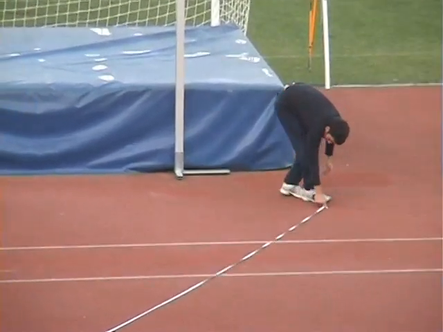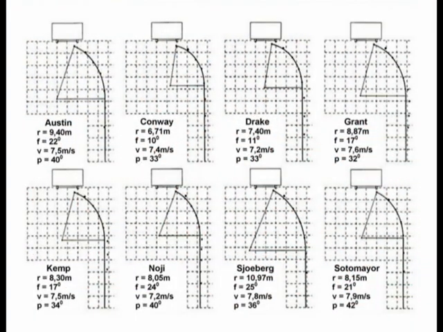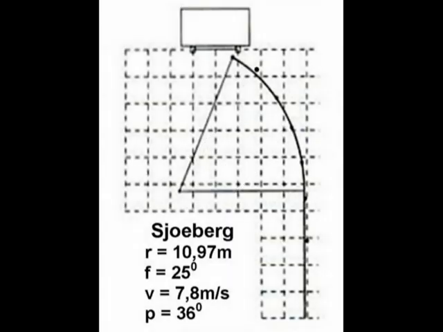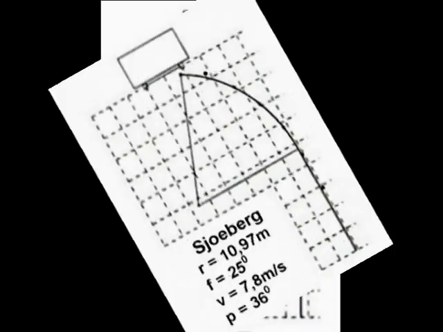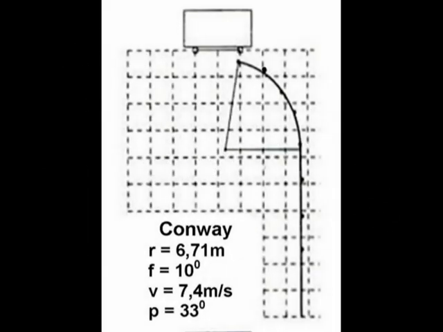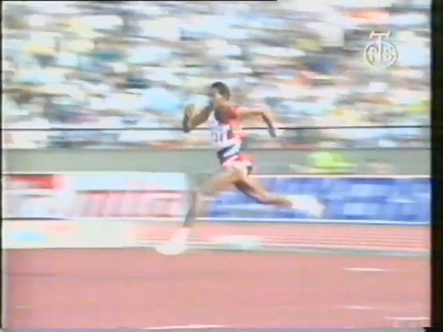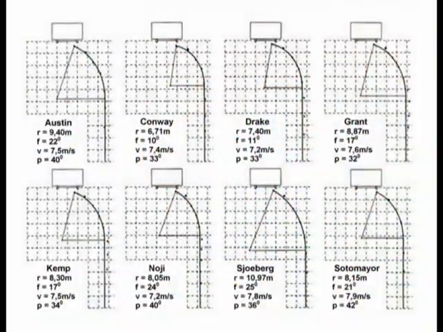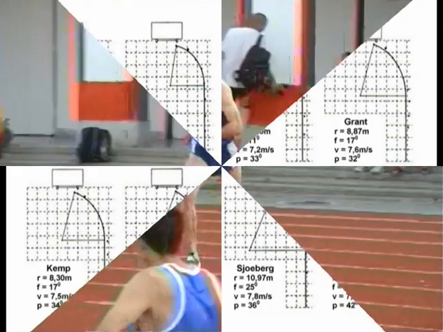As you can see, the following data are shown: the radius, r, the final angle of the jumper's approach, f, the final speed of the approach, v, and the final direction of motion of the center of gravity, p. Patrick Sjoberg's values show the biggest radius and therefore the widest approach. However, Hollis Conway's values show the smallest final angle of the jumper's approach, therefore the smallest radius. On the other hand, Sotomayor's values show the highest final speed of the approach. These approaches show the wide range of values for the radius of the curve, the width of the approach, and the final angle of the jumper's approach.